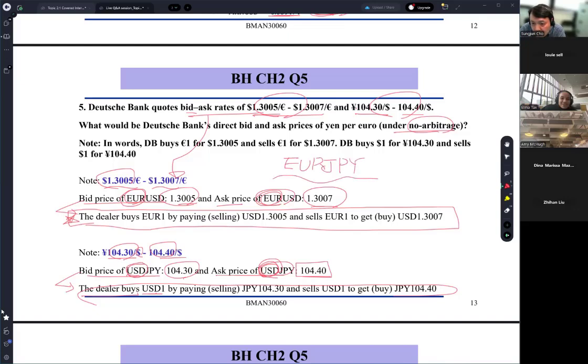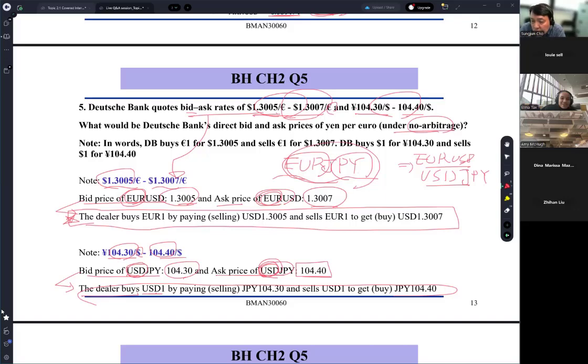How do we get the exchange rate of these two, given two exchange rates, EUR/USD? That's this one, EUR/USD. This one is the USD/JPY, right? Given these two, how do we get the exchange rate EUR/JPY? That's the cross rate formula.